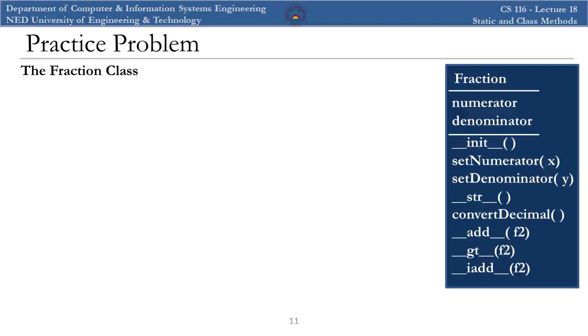Then the str method displays my fraction in some specific format, and convert decimal converts this fraction to an equivalent decimal value. The last three methods are the new ones that we'll be adding right now: add, which will overload the plus operator, gt, which will overload the greater than operator, and iadd, which will overload the addition assignment operator. So first let's practice this overloading, then I'll show you an example of a static method in the same class.